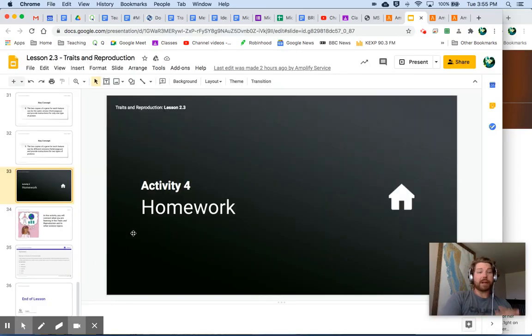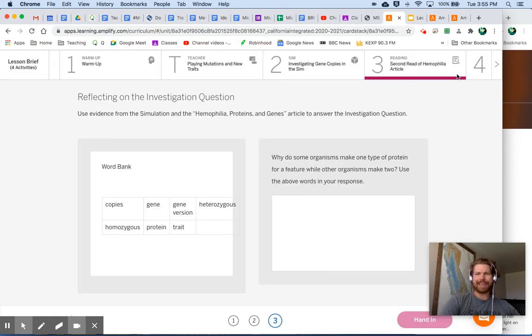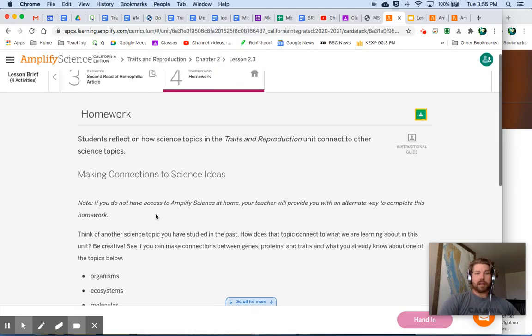Last thing is the homework. I really like this homework assignment. I think it's kind of cool because it's asking you to take what you've learned in this unit and try to apply it to something that's seemingly completely different. So in this activity, you will connect what you are learning in the traits and reproduction unit to other science topics. Let's actually go ahead and take a look in Amplify at this homework assignment. Let me read it for you.